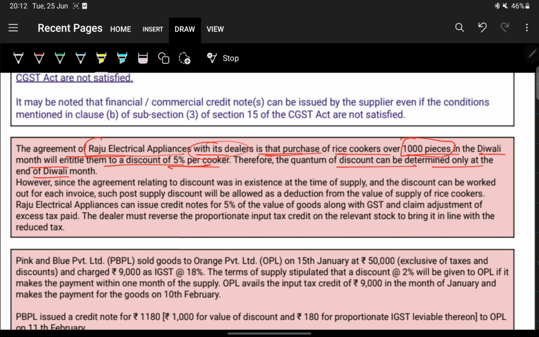Meaning, what are they talking about? They're talking about period end or year end discounts. What we discussed, if you remember, is that periodic or year end discounts are allowed. Since the agreement relating to the discount was in existence at the time of supply and the discount can be worked out for each invoice, such post supply discount will be allowed as a deduction from the value of supply of the rice cookers. So Raju Electrical has to issue credit notes for this 5% reduction in value and claim adjustment of excess tax paid, and the dealer must reverse proportionate ITC on the relevant stock. That's it. Clear?